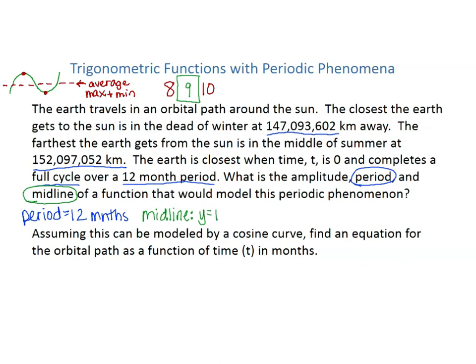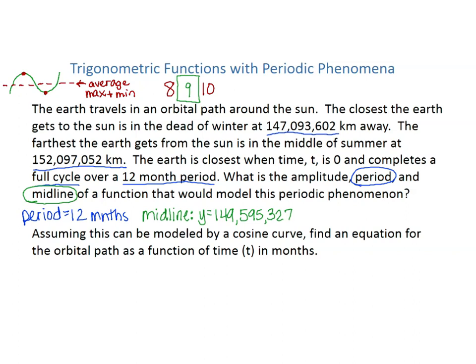You should get 149,595,327. So that's our midline. And then the last thing that we're going to find is the amplitude.